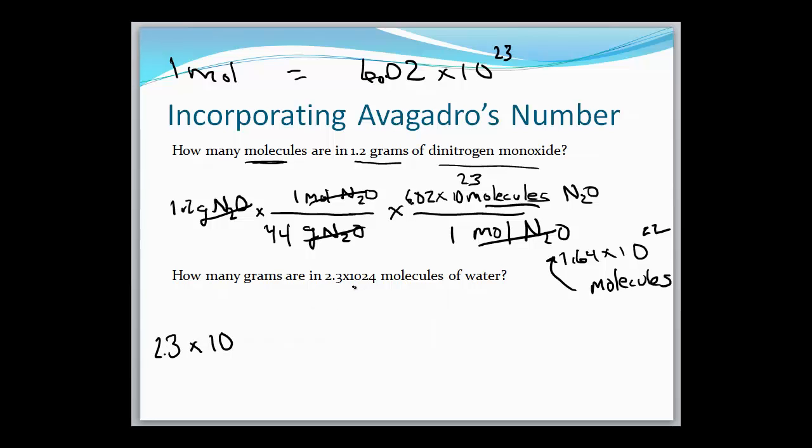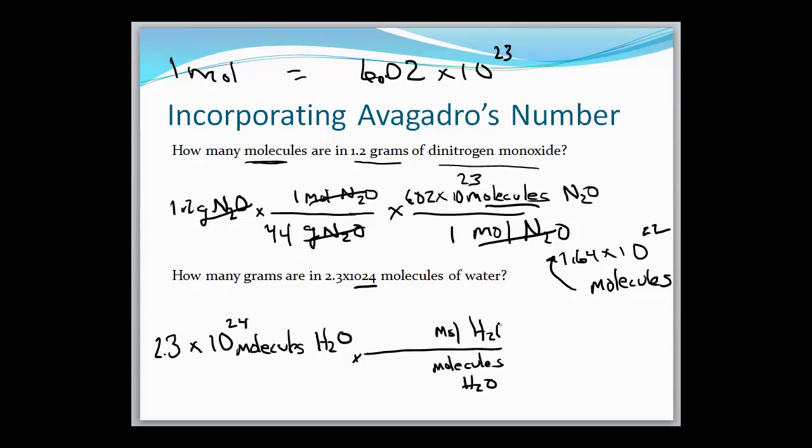2.3 times 10, that's supposed to say 10 to the 24th, 10 to the 24th molecules of water. Now you're going to want to be careful between molecules and moles. Don't abbreviate molecules. I know it's kind of a pain to write it out, but the classic mistake here is people write the abbreviation molecules, M-O-L-E, and you can see what trouble that will cause. Alright, so let's set up our first conversion. We want to get rid of molecules, so we need that in the denominator. Molecules of H2O. We want to go to moles of H2O.